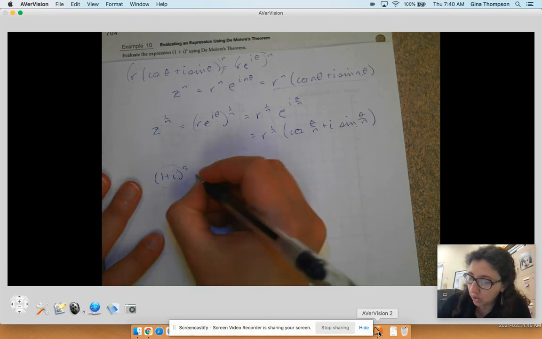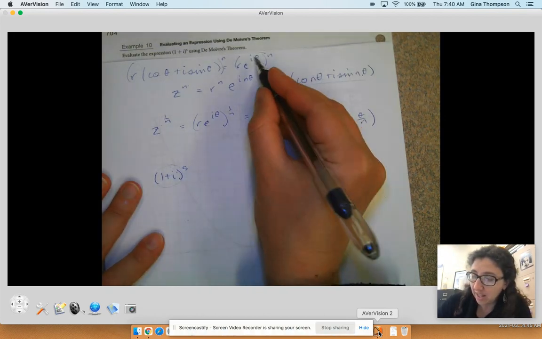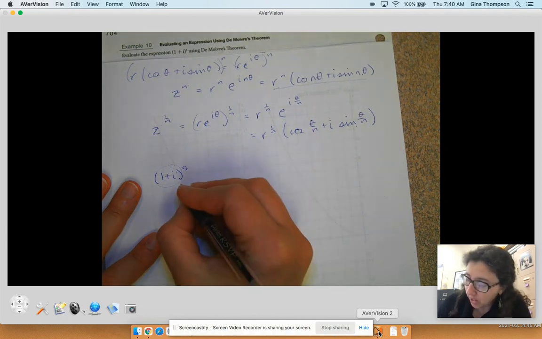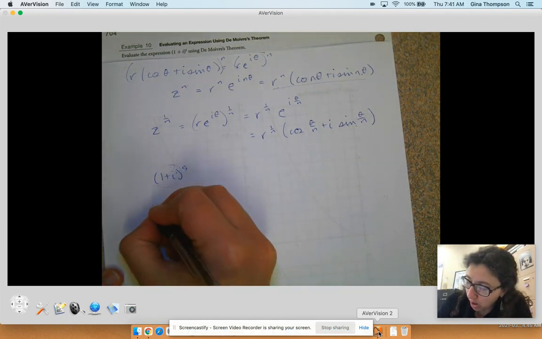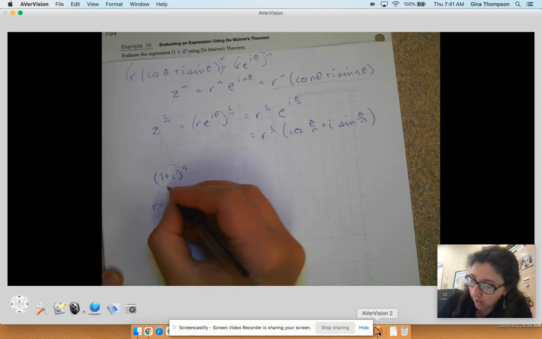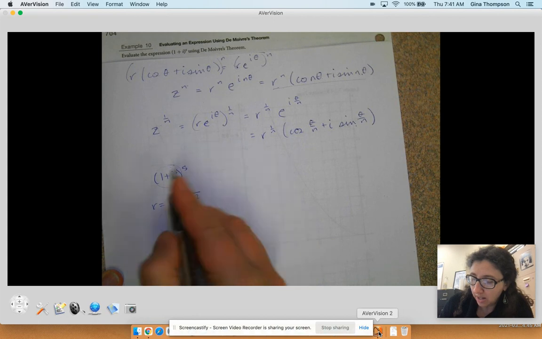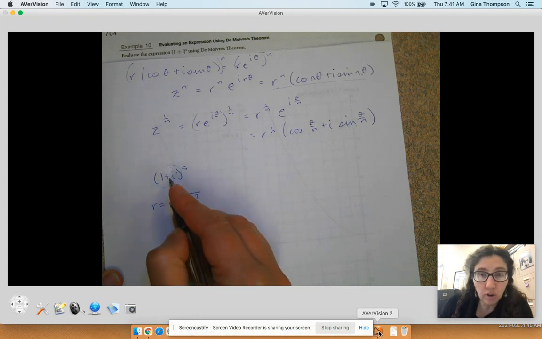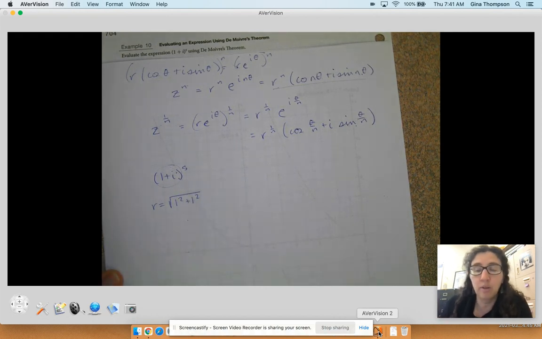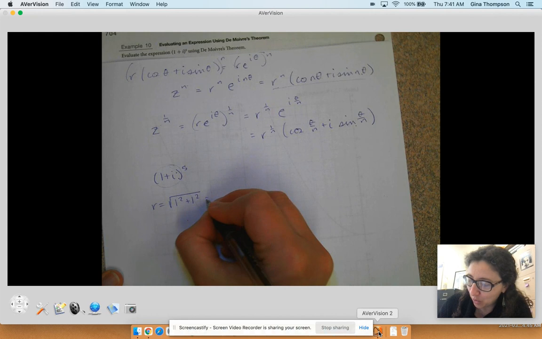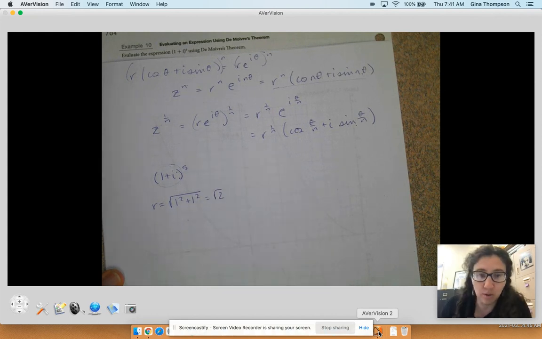Well, we're going to need to know what our theta is and what our r is. So how can we find our r? Remember, our r is the square root of x squared plus y squared. Our x is our real part, and our y is the coefficient of our imaginary part. Coefficient is the word I couldn't remember a few videos ago. So this is going to be the square root of 2. r is square root of 2.